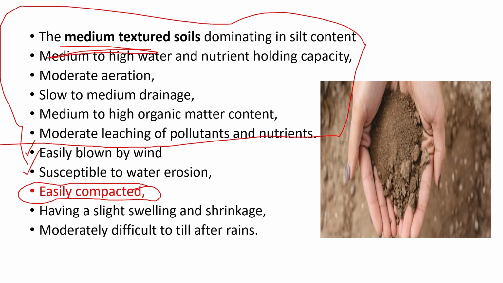So medium textured soil is easily compacted, unlike coarse textured soil, which is sandy soil, which is light, and fine textured soil, which is clay soil. So medium textured soil, or we can call it a silty soil, is easily compacted. Which soil is easily compacted? Medium textured soil.